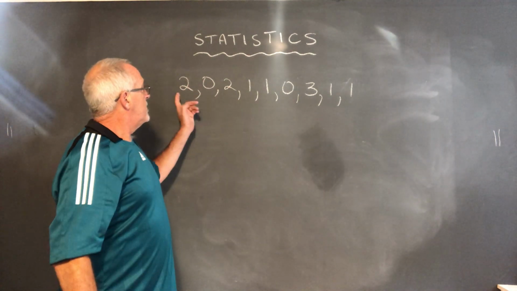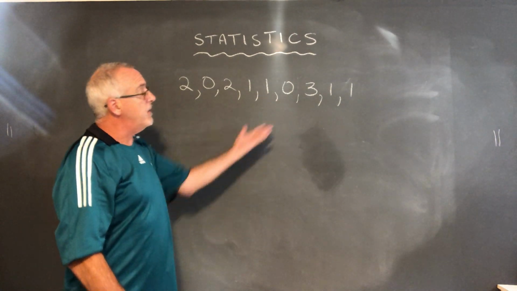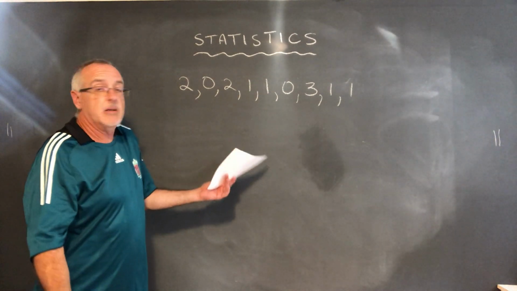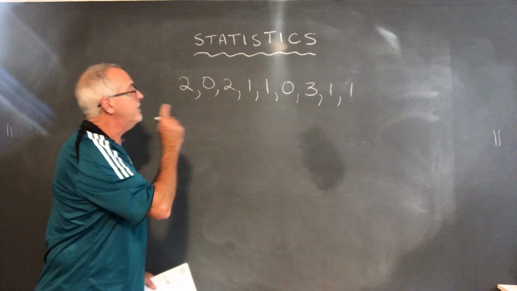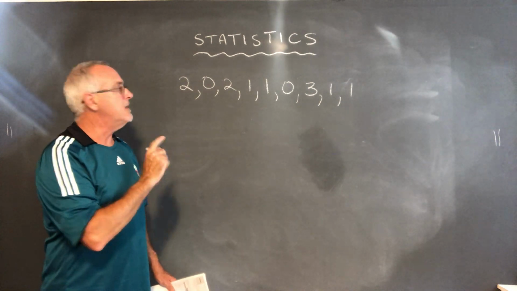Okay, so 2 screen door collisions, 0, 2, 1, 1, 0, 3, 1. There happen to be 9 values. I can find the mean as well if I want, but I'm going to find the median of these. The median, of course, I can't find unless I put the numbers in order.